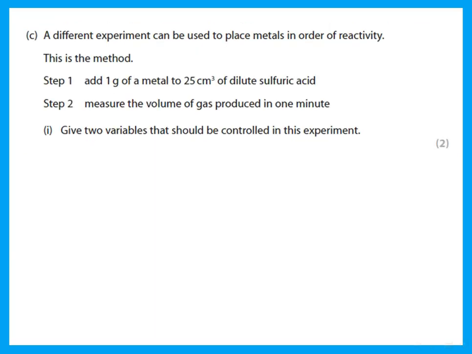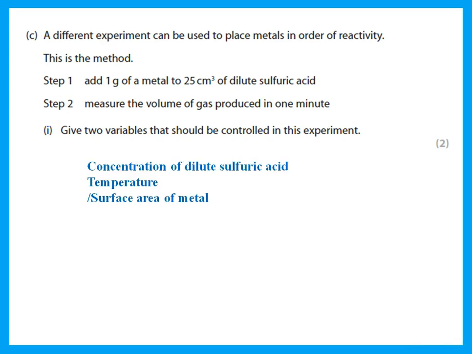A different experiment can be used to place metals in order of reactivity. So this is the method. Step 1, add 1 gram of a metal to 25 cm³ of dilute acid. Measure the volume of gas produced in 1 minute. Give 2 variables that should be controlled. What are we changing? We're changing the types of metals, but we should keep, for example, the concentration of the acid the same, the temperature the same, the surface area of the metal the same.